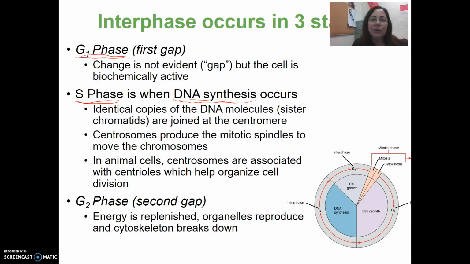The DNA molecules replicate or form identical copies called sister chromatids. So a chromosome that was once a single rod shape will replicate itself, and the replicated chromosome will be attached to it at a region called the centromere. And each one of these chromosomes here and here are called sister chromatids. So sister chromatids are formed during the S phase. They're joined at a region called the centromere.